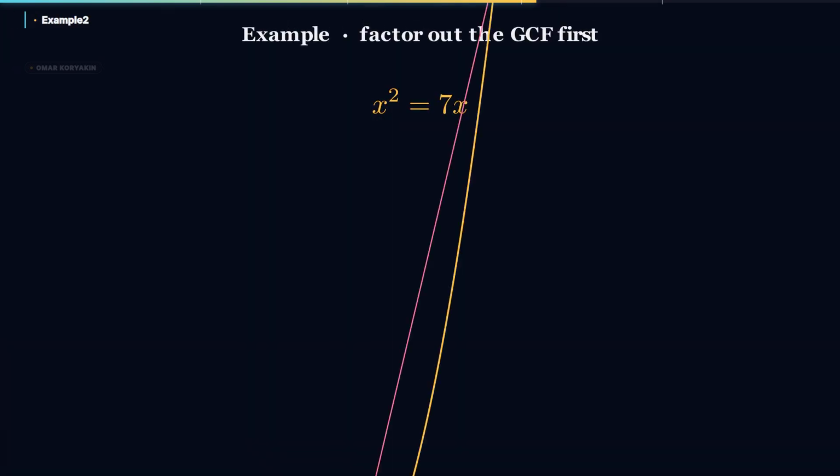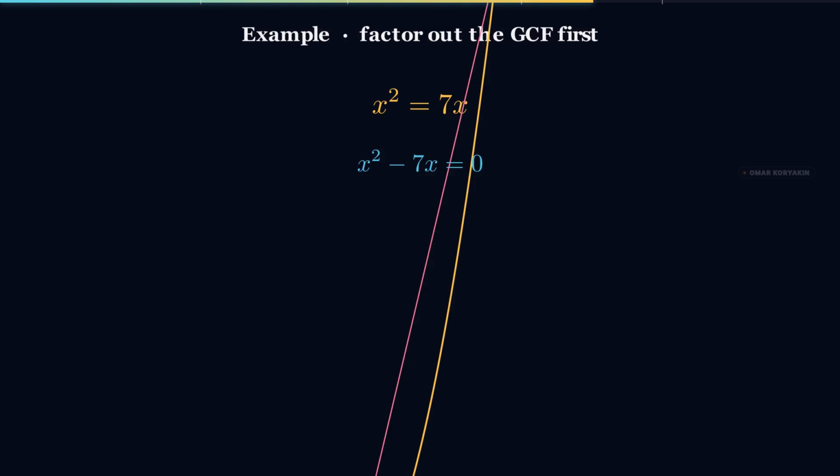Example 2. Solve x squared equals 7x. Both sides have x in them, but step 1 says move everything to one side first. Subtract 7x from both sides to get x squared minus 7x equals 0. Now the equation is in standard form with 0 on the right.